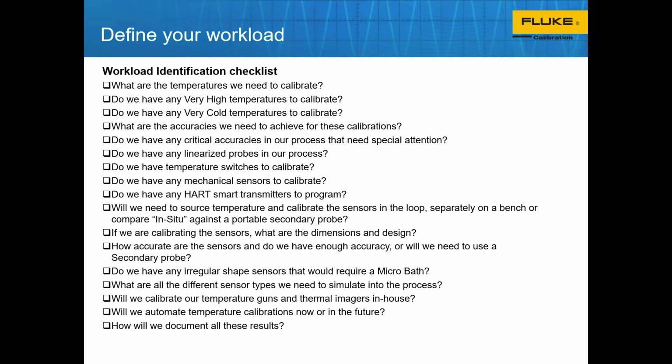Do we need tight tolerances on our process loops so that we're happy with 1 degree, or are we happy with 4 or 5 degrees Fahrenheit as a process loop calibration? Do we have any critical accuracies where we need to look for specialized equipment to do that particular calibration? And you can run through here. We'll talk about sensors and switches, and if you have HART smart transmitters, and do you plan to take the calibrations from the field back to the lab, or do you want to do them in the field where it's easier to just leave them in situ, as we call it?